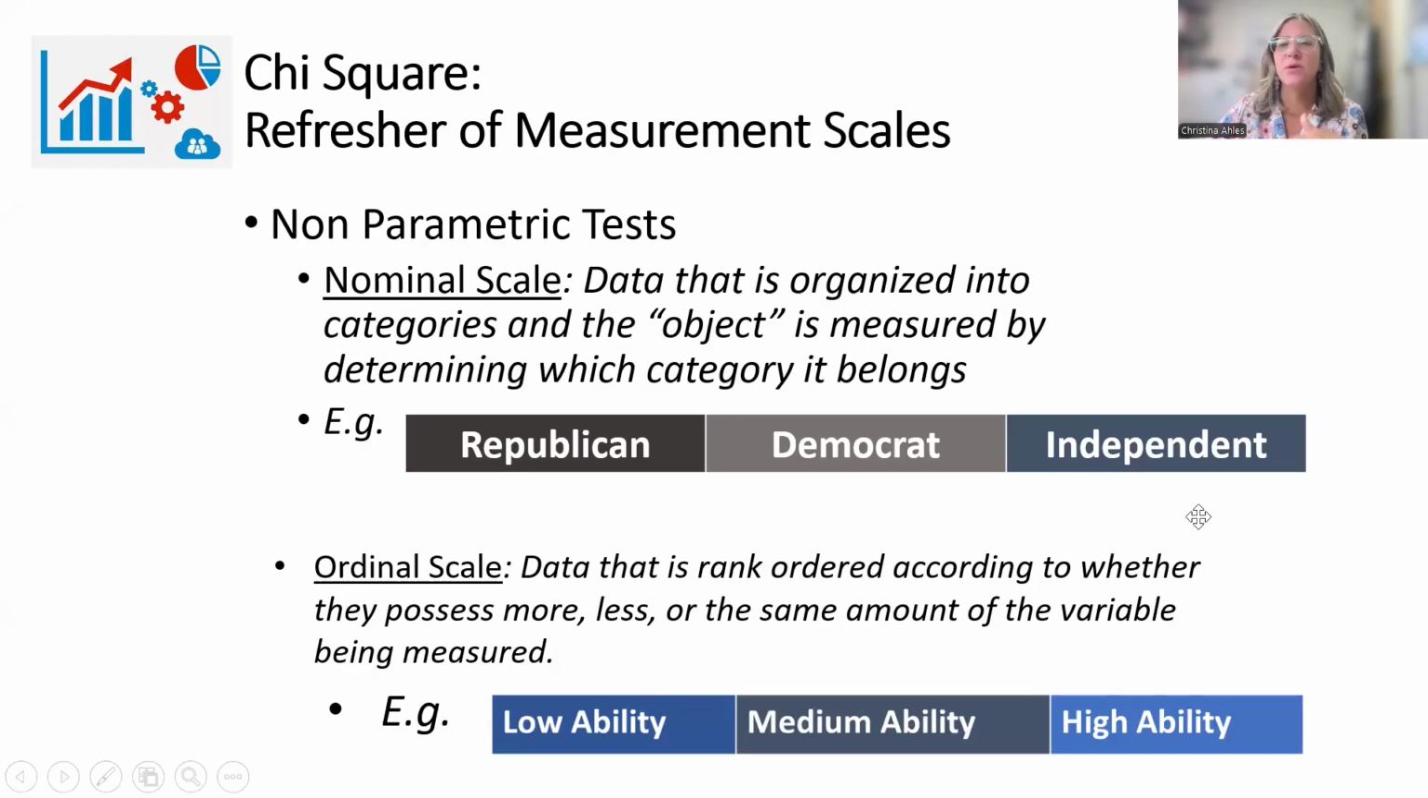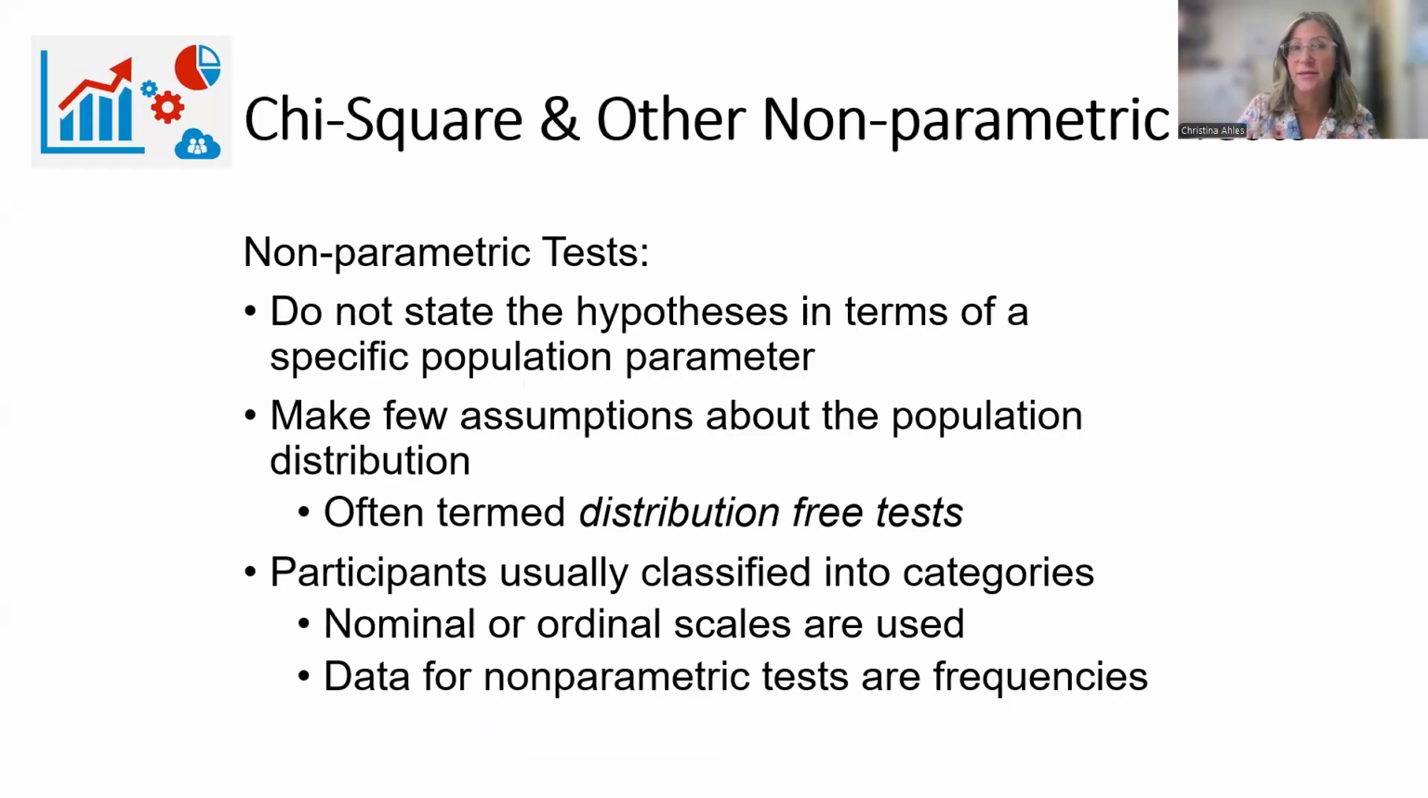This type of data would force us into using a non-parametric test, which chi-square tests are considered to be. There are a couple of different types of chi-square tests, but they're what are called distribution-free tests because they don't have a normal distribution, and we can't make very many assumptions about the population.